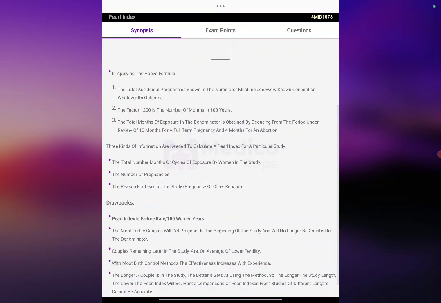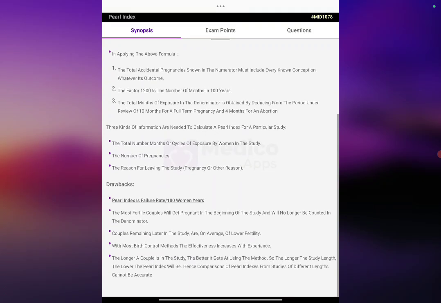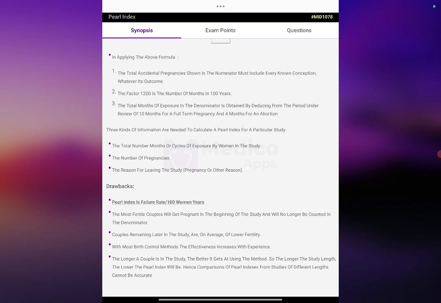Three kinds of information are needed to calculate a Pearl Index for a particular study: the total number of months or cycles of exposure by women in the study, the number of pregnancies, and the reason for leaving the study, pregnancy or other reason. Drawbacks. The Pearl Index is a failure rate per 100 woman-years.